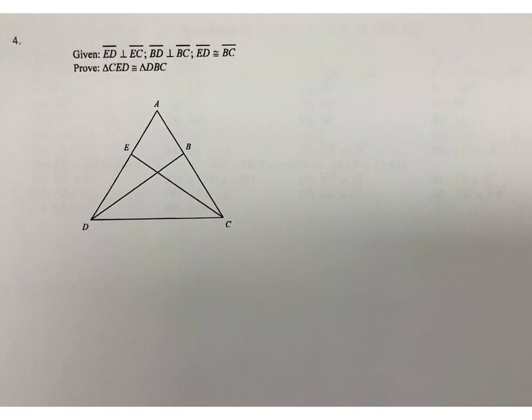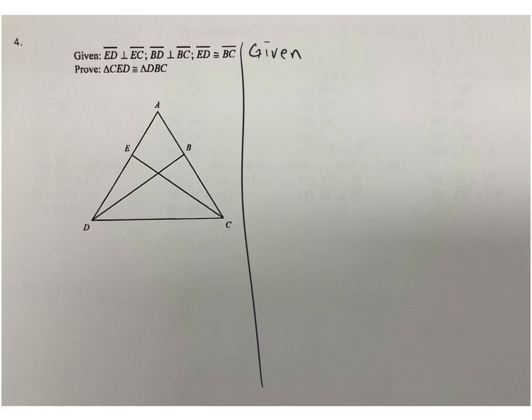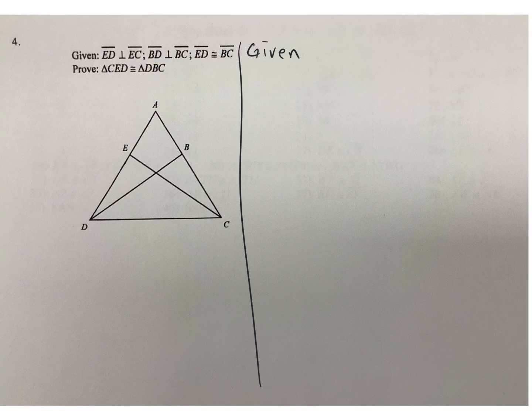Number 4. It's a crazy looking problem. Okay, so let's go through each of these things separately. ED is perpendicular to EC. All right, so that means we have a right angle. How do I know it's a right angle? Because of the definition of perpendicular. All right, so I need to move this over here.